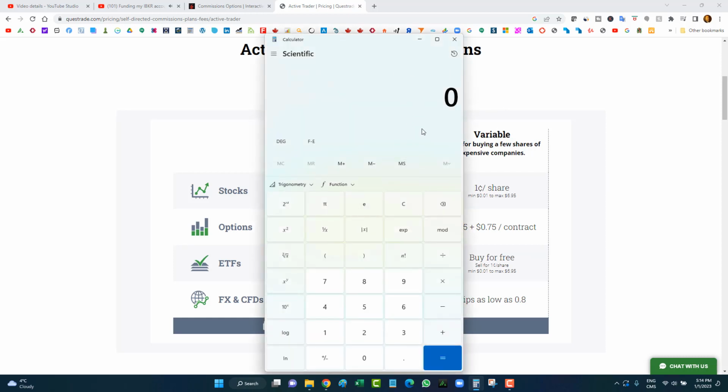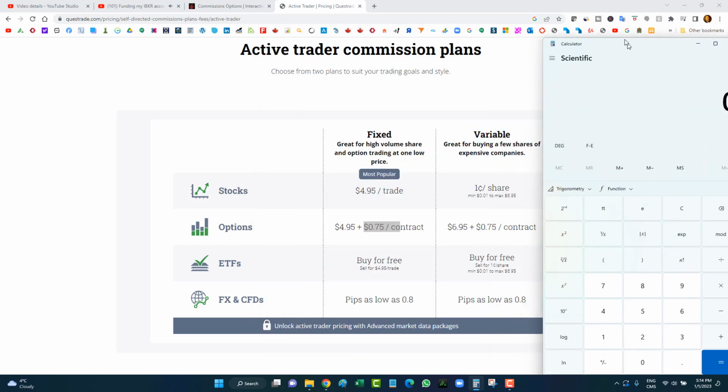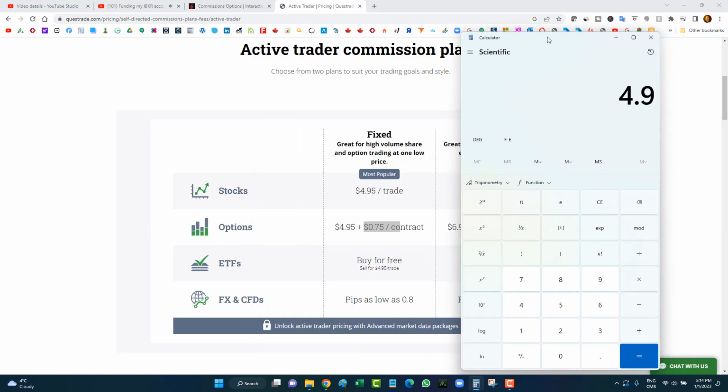Yeah, $1 a contract. So for a naked put, for example, I do mostly naked puts. If I sell one contract of a naked put with Questrade, it's going to cost me $4.95 to open the trade, plus 75 cents. So it's going to cost me $5.70 to open the trade. And then to close the trade, it's going to be another $5.70. It's going to cost me about $11.40 to open and close a naked put trade with Questrade if it's one contract.